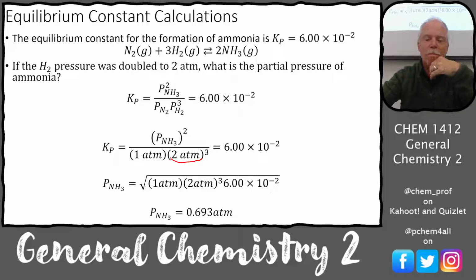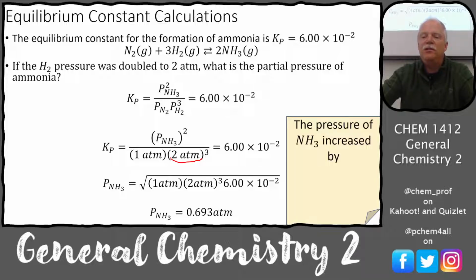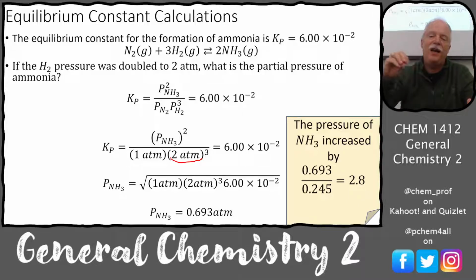Yeah. And so it's always good when we have a change like this to see what percentage was the change, right? So I put a little sticky note here. The pressure of ammonia increased by this ratio. It was 0.245, and now it's 0.695. Let's just take that ratio and see what it does. It's 2.8. 1 would have been 100%. This is 2.8, so it went up by 280%.